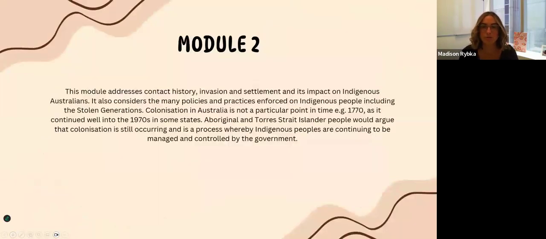So Module 2 was all around addressing that contact history, invasion, settlement, and impact on Indigenous Australians, looking at a bit of policies and practices around stolen generation. It didn't go into too much detail. As I say, that could be a whole 6-week unit in itself. So just trying to get some important information out there, and then again in your own time you can unpack that.